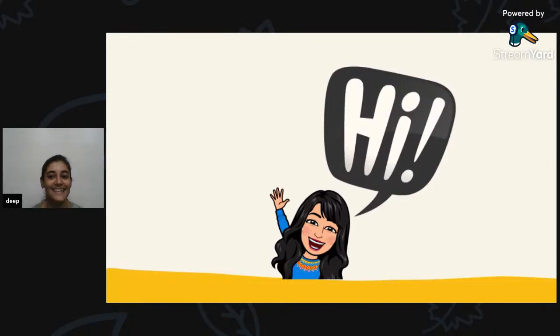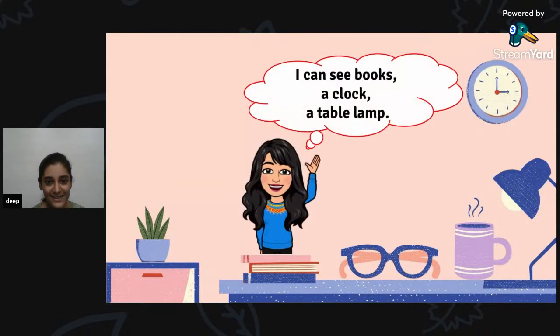Alright, let me give you a hint. So tell me, what do you see in this picture? You can type your answers in the chat box below. Yes? What do you see on the wall? On the table? Keep typing your answers. Correct, yes, we can see books, a clock, and a table lamp.